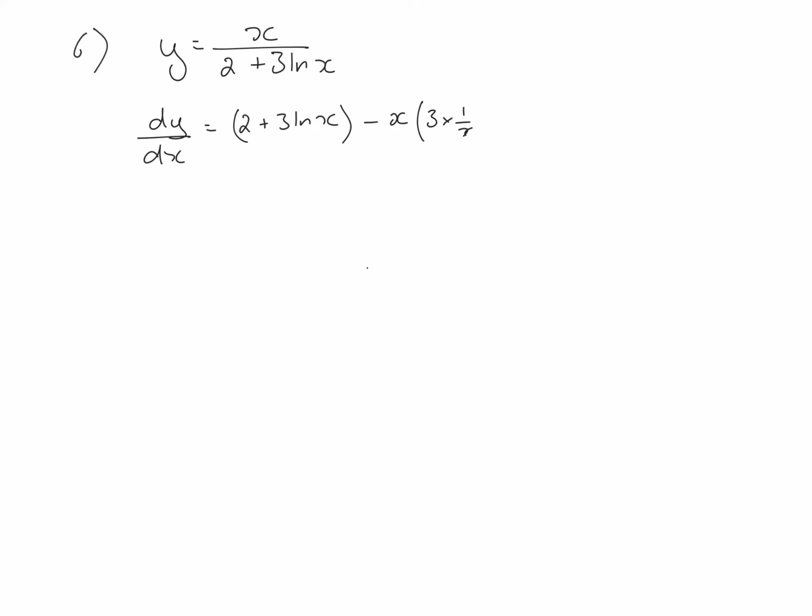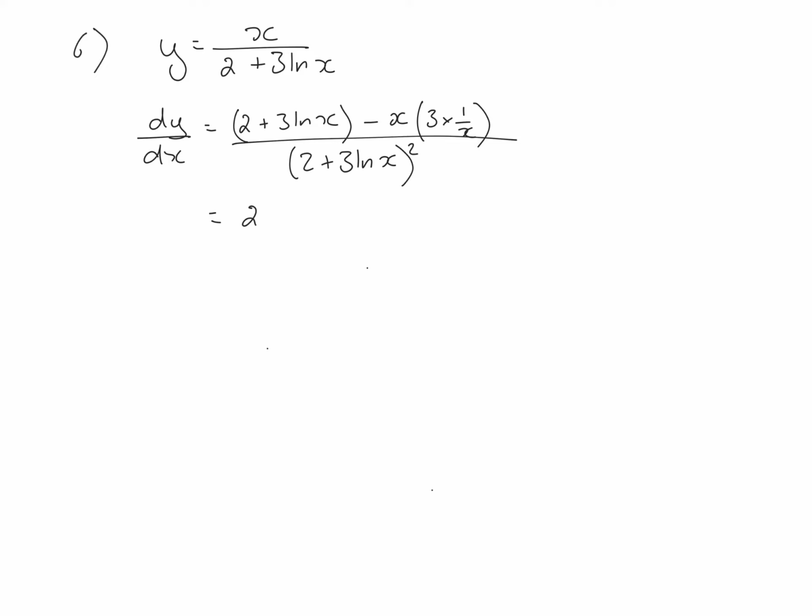Question 6. So y equals x over 2 plus 3 ln x. So we're going to find dy over dx. So dy over dx is the bottom times the top differentiated, which is 1, minus the top times the bottom differentiated, which is 2 goes to nothing, 3 times 1 over x. All over the bottom squared, 2 plus 3 ln x squared.